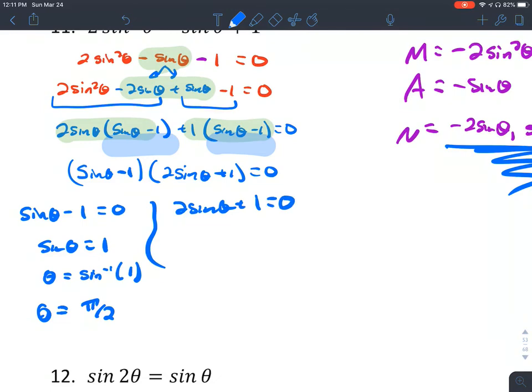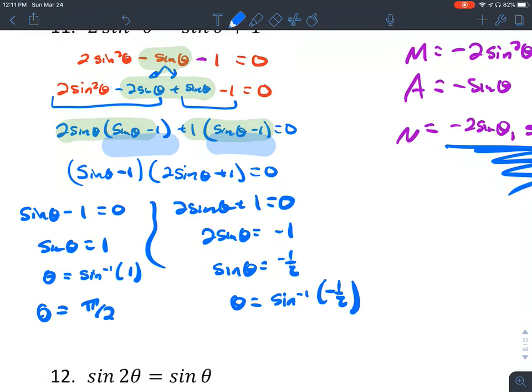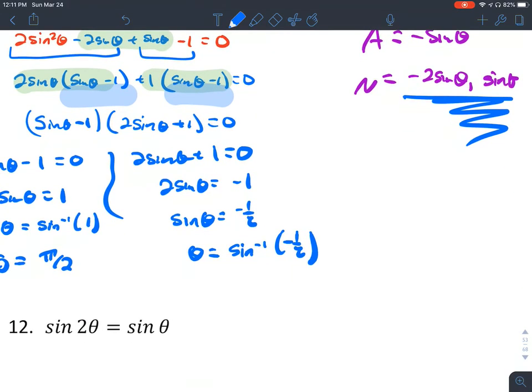Solving the second equation, if we subtract 1 from both sides and then divide by 2, we get sine of theta is negative 1/2, which means theta is sine inverse of negative 1/2. When is sine negative? Sine is negative in quadrants 3 and 4. That makes the reference angle pi over 6.